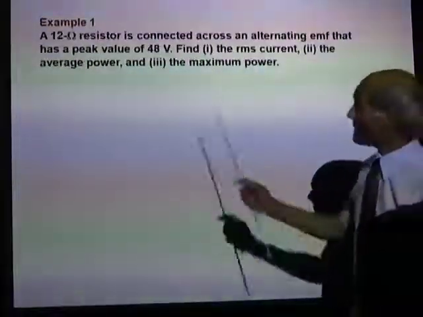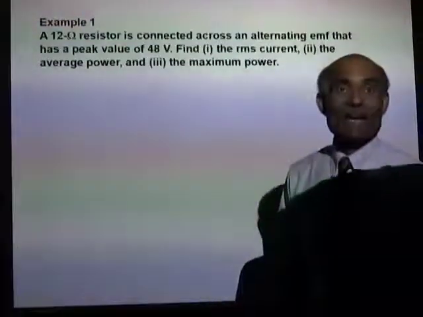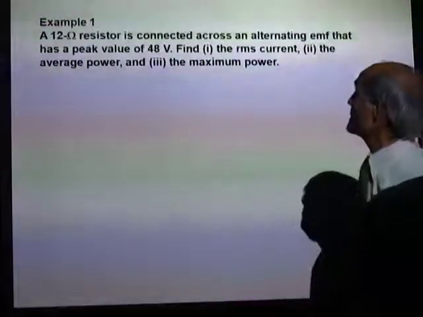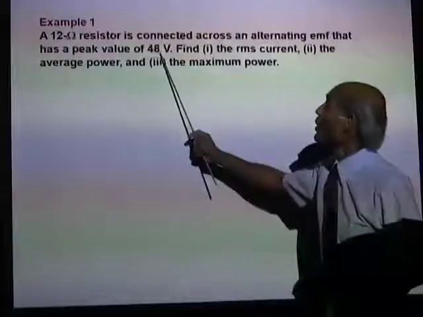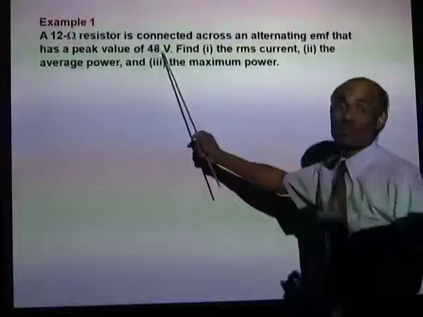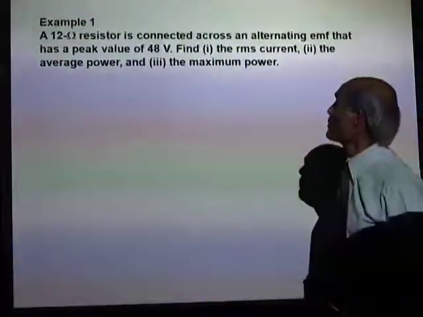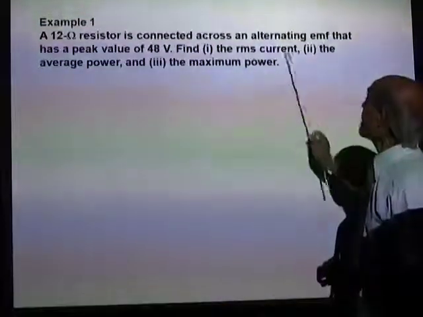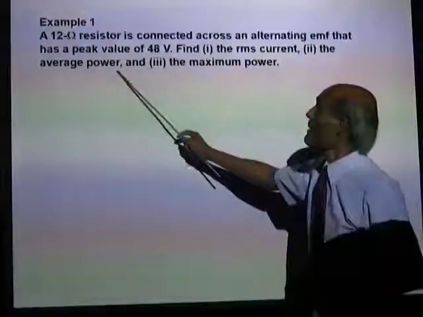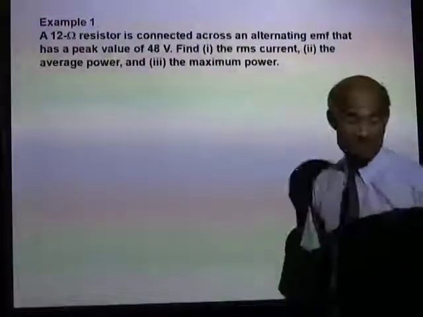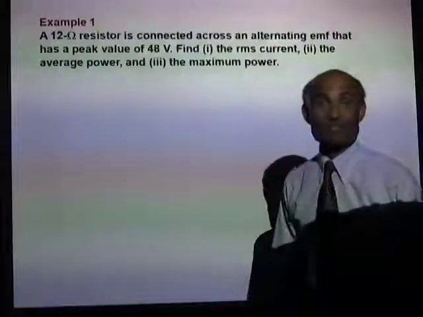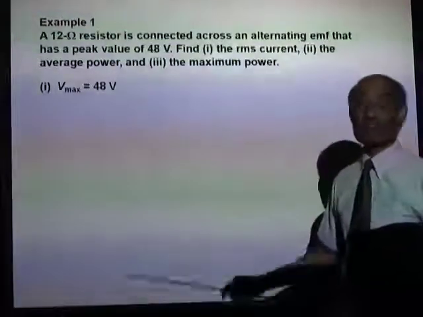Alright, let's do an example. A 12 ohm resistor is connected across an alternating EMF that has a peak value of 48 volts. So this is the maximum voltage. Find the RMS current, the average power, and the maximum power. It's a very simple direct application.